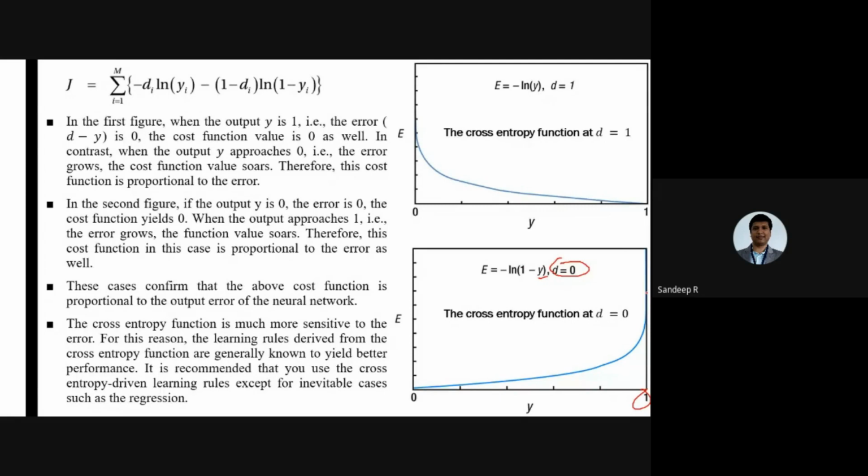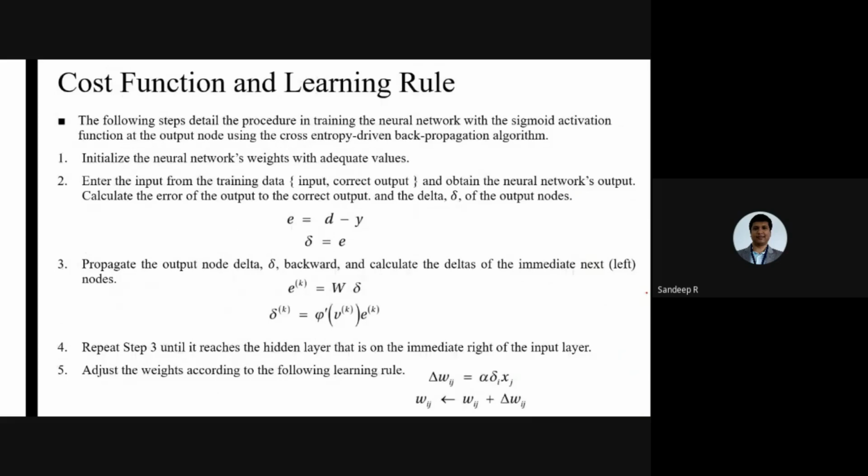Usually in deep learning, whatever the current is used, the cross entropy function is the objective function that is widely used. Accordingly, there are some slight changes in how the weight updation would happen. The first step remains the same, that is, initialize the neural network with adequate values. Fine, that is the same thing.